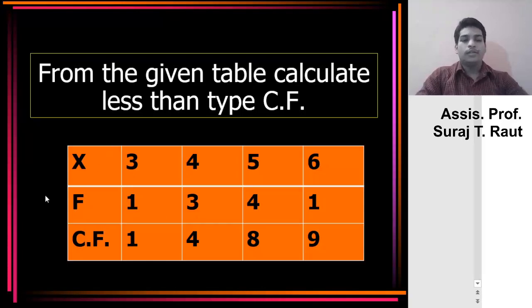Take one example. Suppose we take this problem. Here we have to find cumulative frequencies. Here the first value of f we have to write as it is in cumulative frequency. For the second value we have to add this value and this value. So the cumulative frequency is 1 plus 3, which is 4. Then for the next cumulative frequency we have to add all these three values: 1 plus 3 plus 4. 1 plus 3 is 4, 4 plus 4 is 8. This is our next cumulative frequency. And the last cumulative frequency is 1 plus 3 plus 4 plus 1, and this is equal to 9. So 9 is our last cumulative frequency.